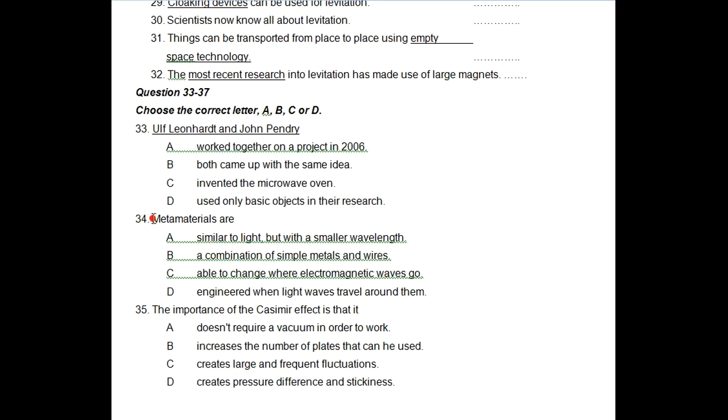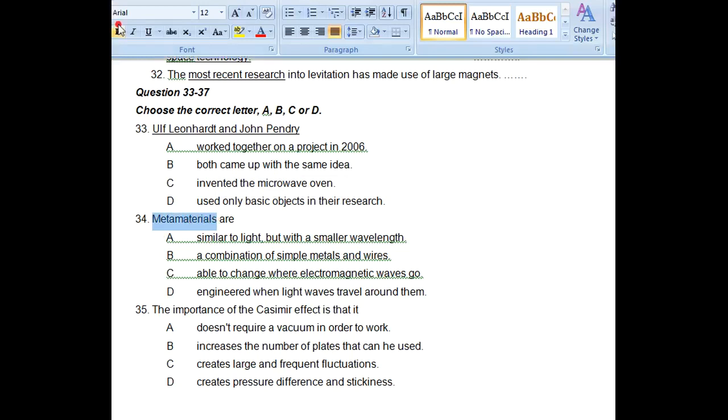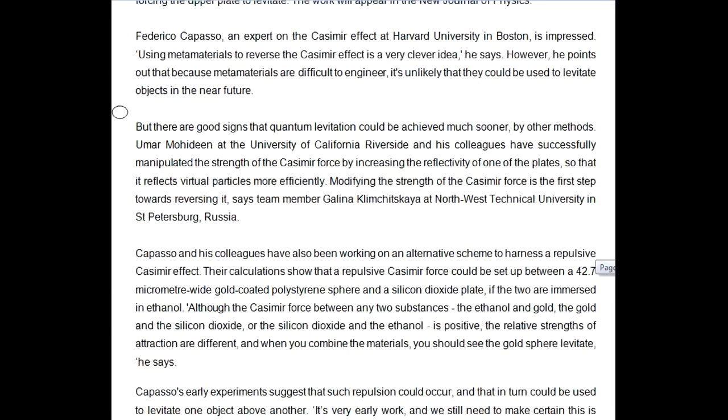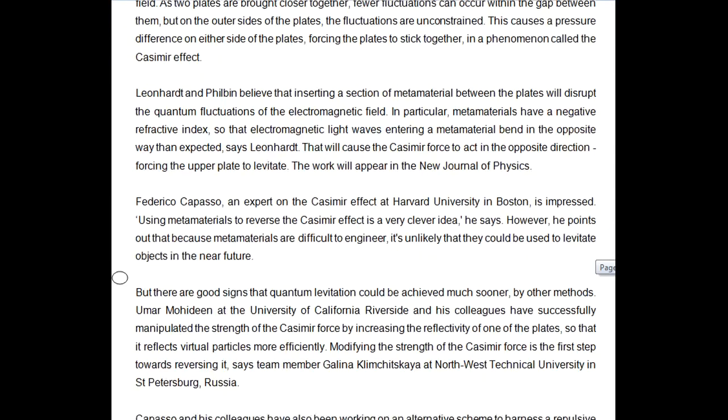The second, he's saying metamaterials are. Again, there is no clear-cut question. So you have to see what the options are. Similar to light but with a smaller wavelength. Combination of simple metals and wires. So simple metals and wires. Able to change where electromagnetic waves go. Engineered when light waves travel around them. Okay, alright. So let's see. At first we have to find out the word metamaterials. Where is it?